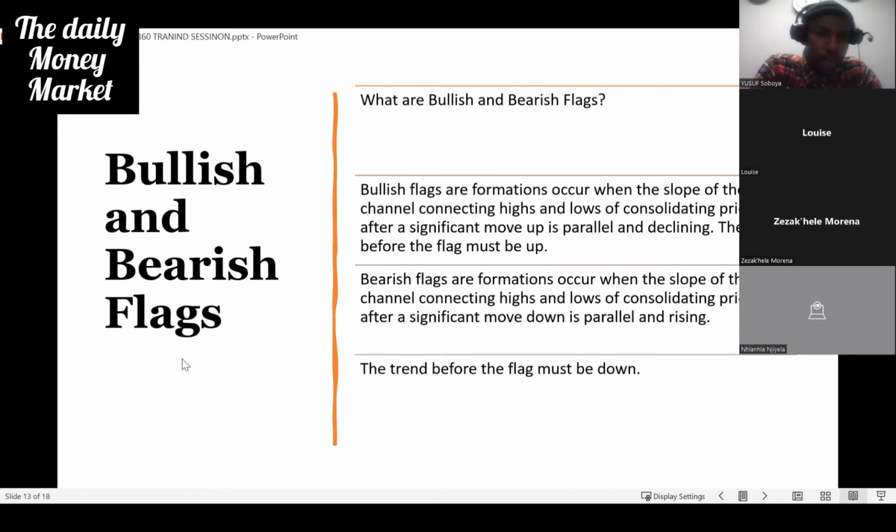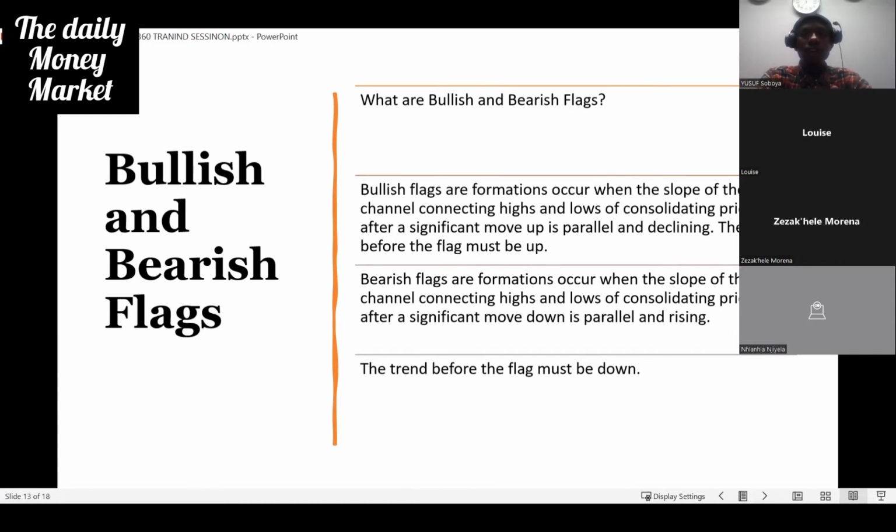All right. So pretty much the bullish and the bearish flags. Bullish flags are formations that occur when the slope of the channel connecting the highs and the lows of consolidating price, after a significant move upward, is parallel and declining.